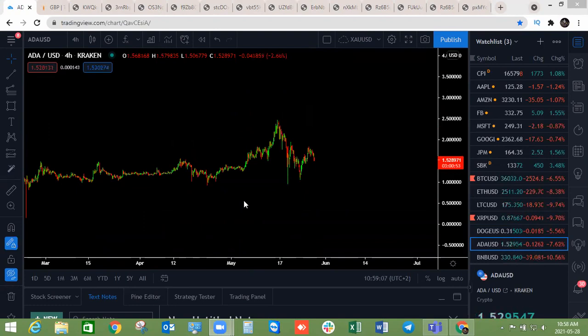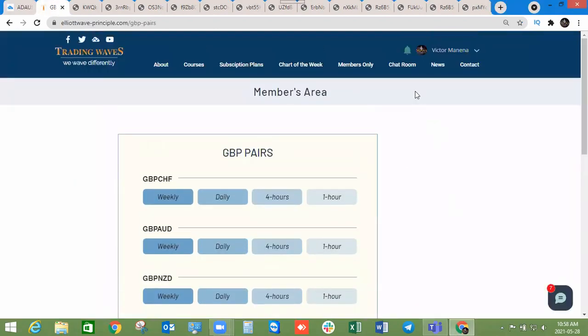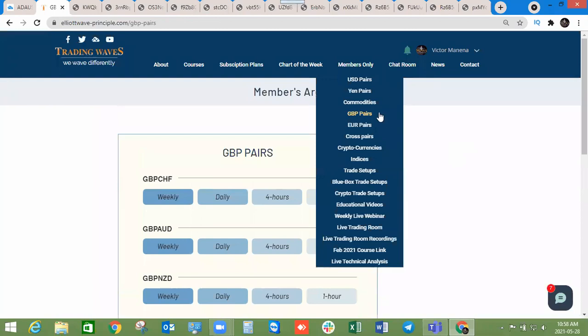There's the question, please look at Bitcoin. We've already done that. What if Bitcoin goes one more down? What will the bigger structure be? Right, so the bigger structure on Bitcoin, let's have a look here. I think we have not updated the bigger structure, just have a look here on the cryptocurrencies.